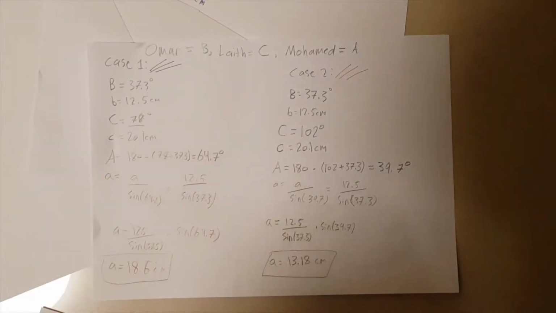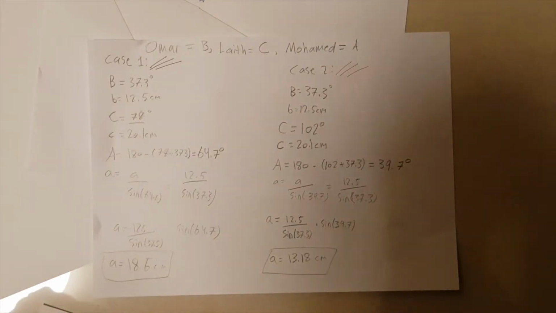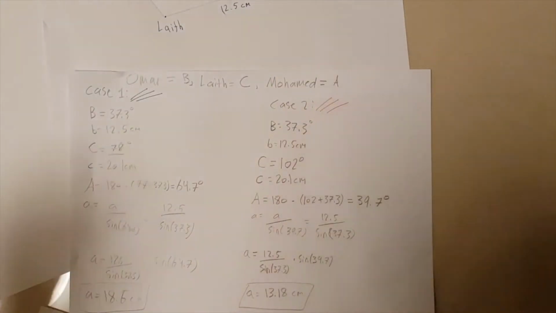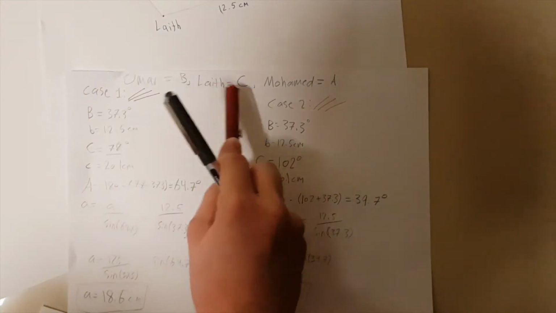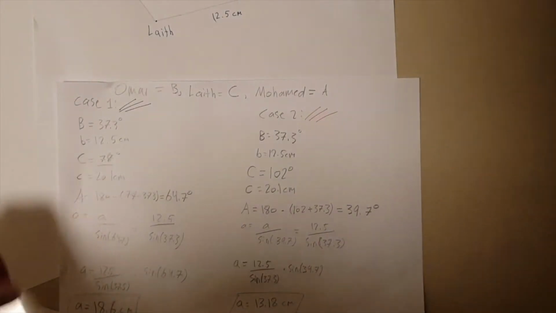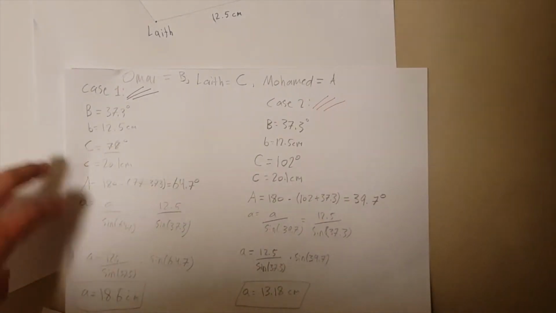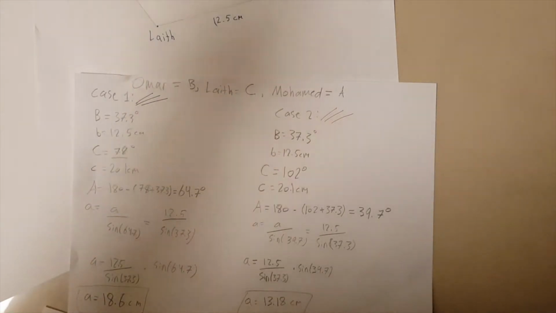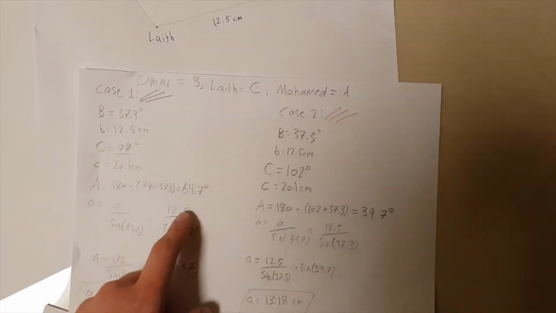Now case number 1, we're going to use a black pen for it. Case number 2 is a red pen. So, for case number 1, we just plot out. First of all, we name the angles and we name the sides. So Omar is called B, Laith is C, Muhammad is A. So lowercase b would be the side, uppercase B would be the angle, and so on. For case 1, we have to find angle A first, which is pretty easy because we have two angles already, and we know that the angles of a triangle always add up to 180. So we do that and we find out that the angle is 64.7.